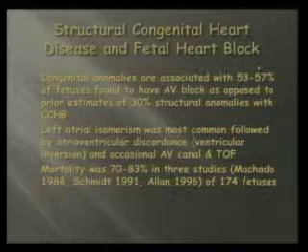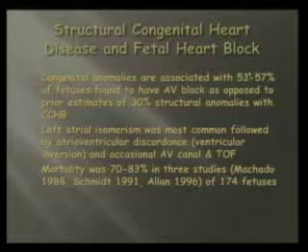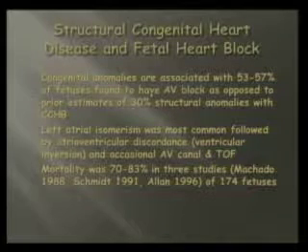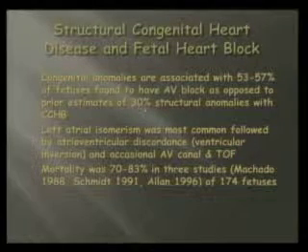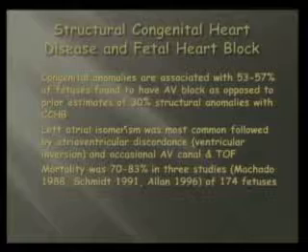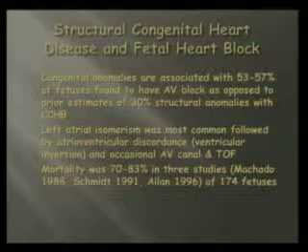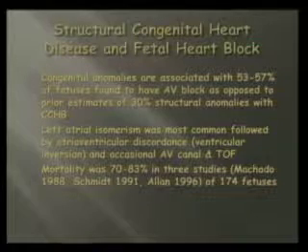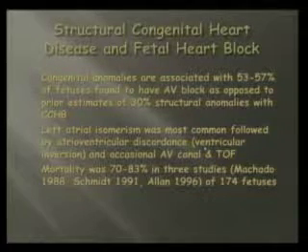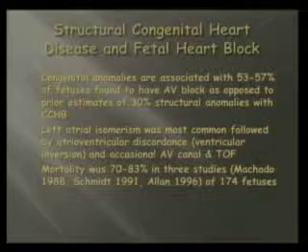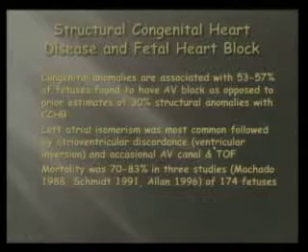Anomalies have been found. On average, about half of fetuses with heart block can have some sort of structural congenital anomaly. Previously, it was estimated at about 30%. The most common thing seen is left atrial isomerism or polysplenia, and they often have very complex heart abnormalities. You can also see heart block in utero with what's called congenitally corrected transposition or ventricular inversion disorders.